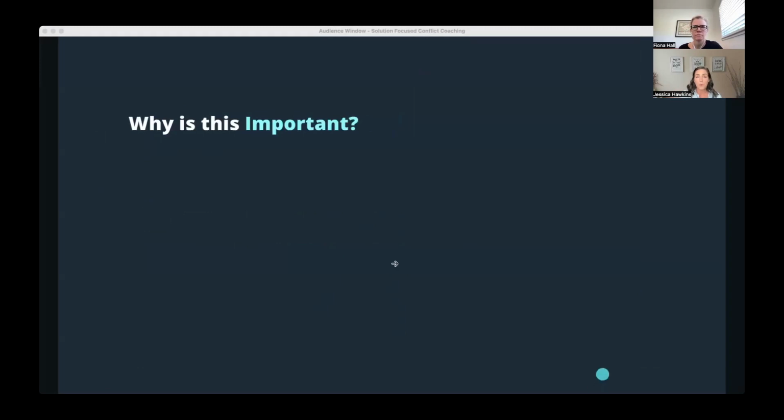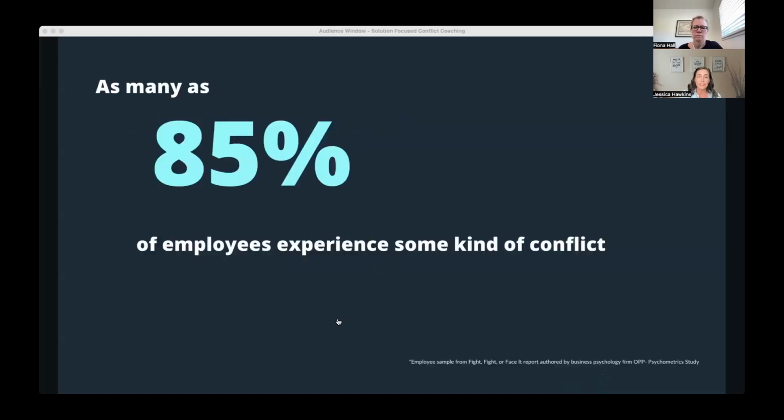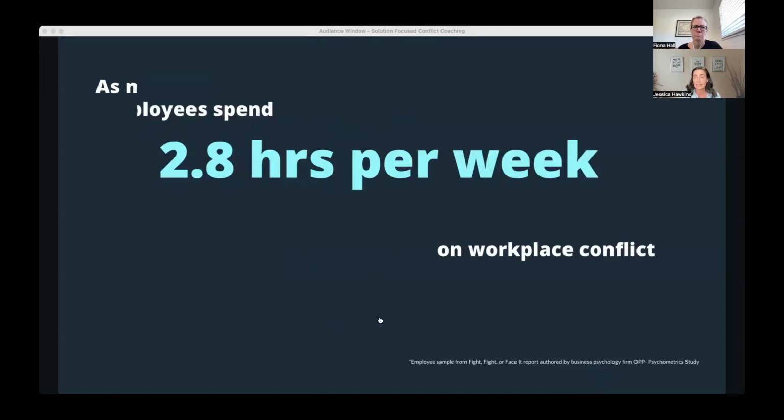So really quickly, why does this matter? Why is it important? I think it's pretty obvious, but for the numbers people out there, it's pretty staggering, though not really surprising. As many as 85% of employees experience some kind of conflict. And what that ends up costing organizations, for those in HR, is approximately 2.8 hours per week. This was a study of employees from across 9 different countries, and they averaged up to 3 hours of work time spent per week on conflict.